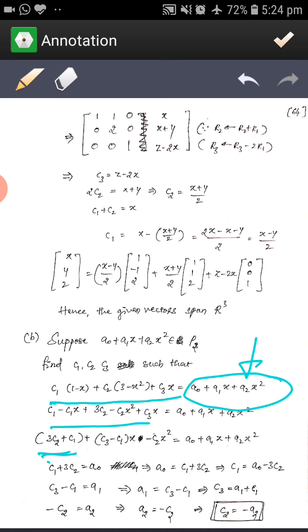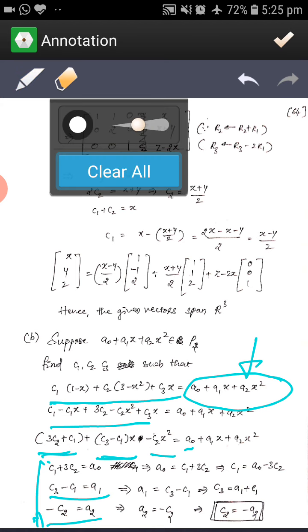variables, c1 c2 with respect to the position: for x² we have minus c2, for x we have c3 minus c1, for the constant we have 3c2 plus c1. Then we equate: 3c2 plus c1 is equal to a0, c3 minus c1 is equal to a1, and minus c2 is equal to a2. So by solving these equations we will get the values of c1, c2, c3.